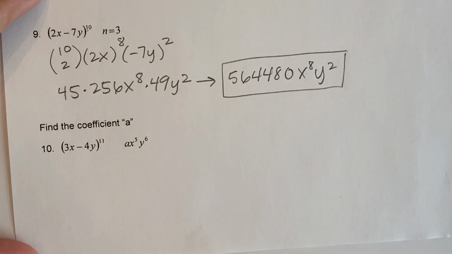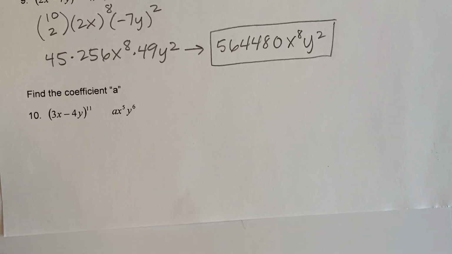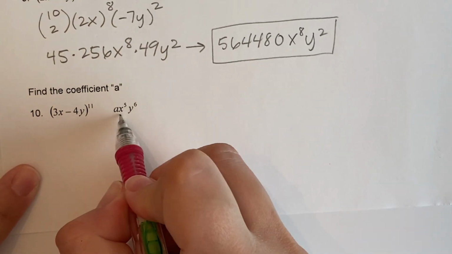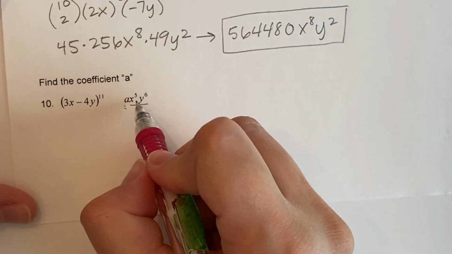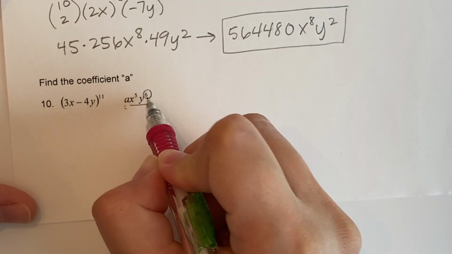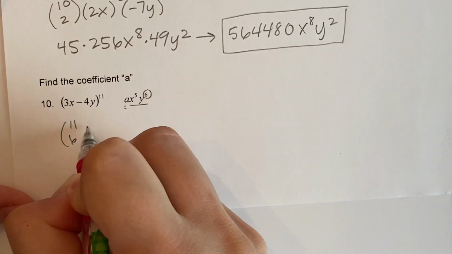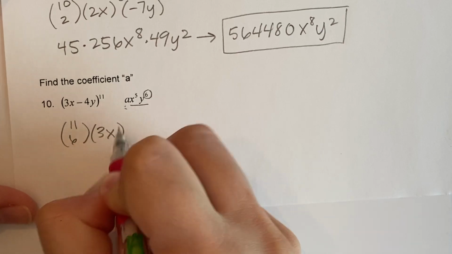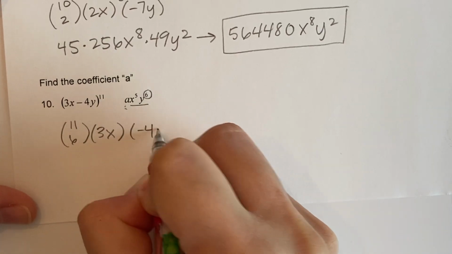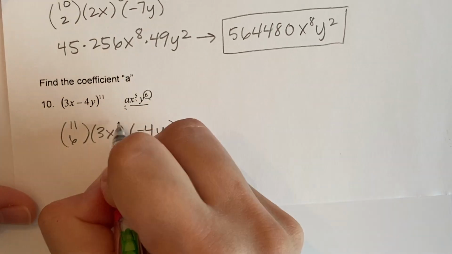Okay, last way you're going to see this is if I just ask for the coefficient. I'm telling you, here are the exponents. I just want to know the number in front. So because 6 is the second number, I know that 11 goes on top, 6 is going to go on bottom. The first one is 3x, the second one is negative 4y, and then it already told me my exponents, 5 and 6.